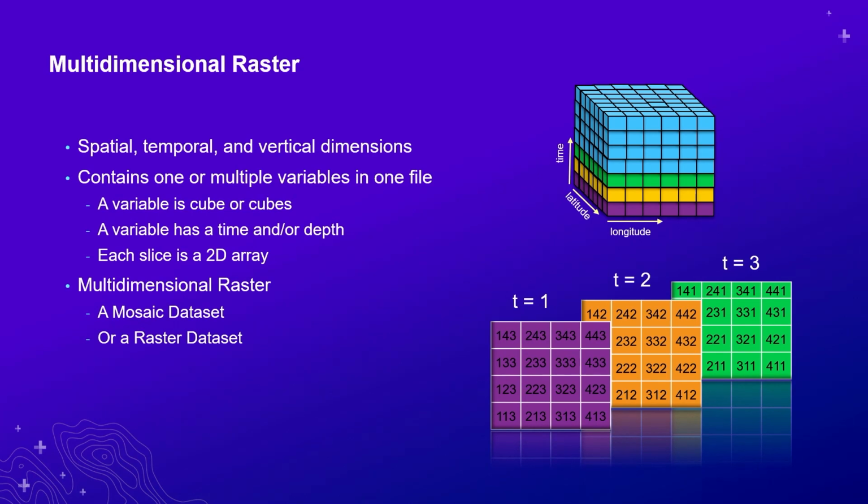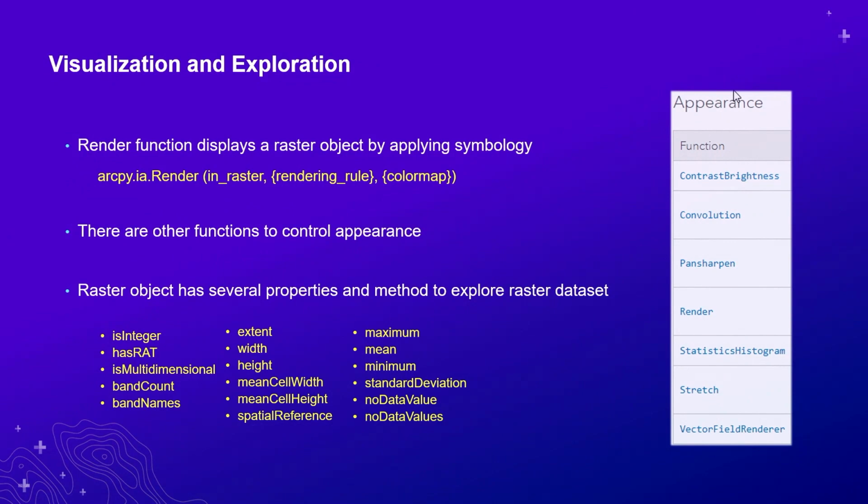A multidimensional raster contains 1 or more variables which are individual cubes. And as I said, the cube can have time or depth, and each slice on this cube is a 2-dimensional array. What are some examples of multidimensional data sets we have? We have mosaic data sets, and other raster data sets like CRF and NetCDF. All those are examples of multidimensional raster.